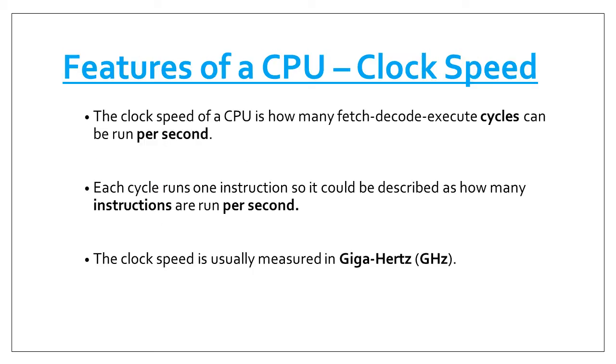Right then, features of a CPU. Number one, the clock speed. The clock speed of a CPU is how many fetch, decode, execute cycles can be run per second. Each cycle runs one instruction, so it could also be described as how many instructions are run per second. Clock speed today is usually measured in gigahertz. I'll give you one example. The laptop I'm using to make this video has a clock speed of something like 2.5 gigahertz, something around that. The first computer I ever used had 14 megahertz, which is significantly slower. But we'll get on to a little bit more detail on that on the next slide.